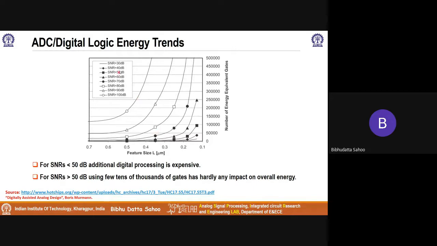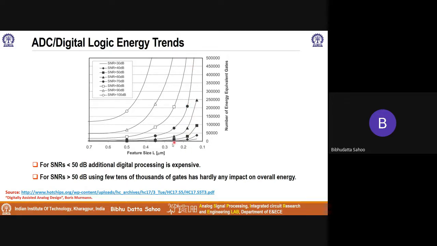But as the technology, as I need higher and higher SNR, let's say we go for 60 dB. To achieve 60 dB is equivalent to as if we have 2.5 lakhs of digital gates. And to achieve 70 dB, it will be a humongous amount. In lower technology nodes it is impossible to achieve close to 70 dB of SNR because we are thermal noise limited. So that's why this point has been given.